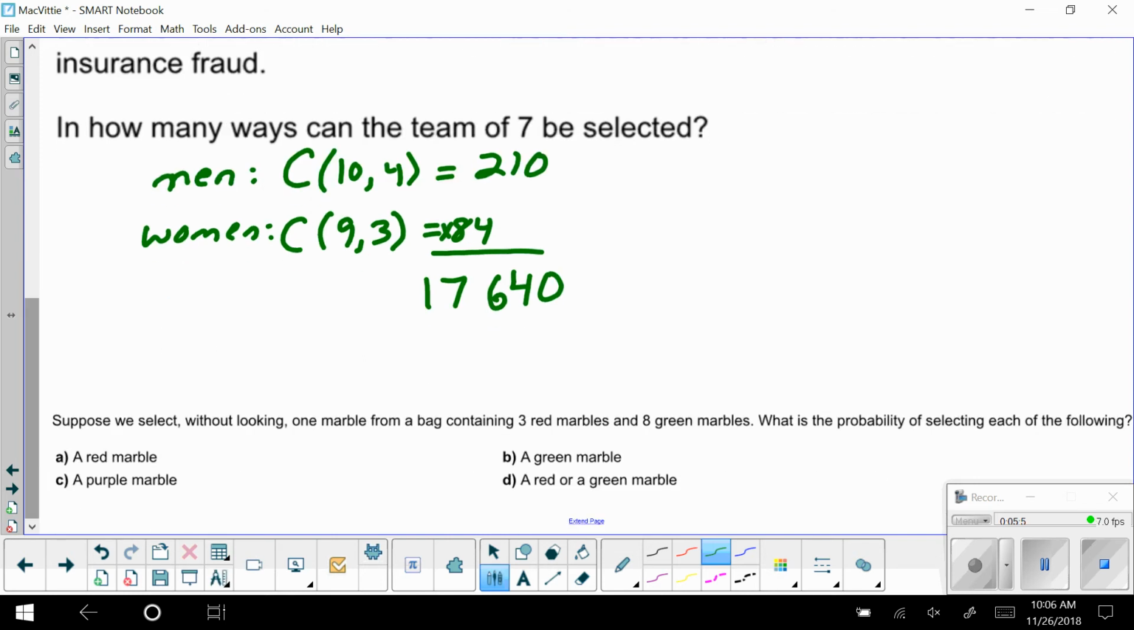So then we have a probability example here with the classic example of marbles in a bag.